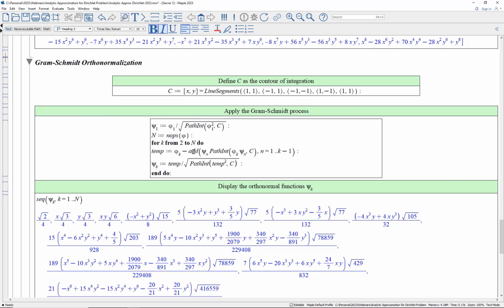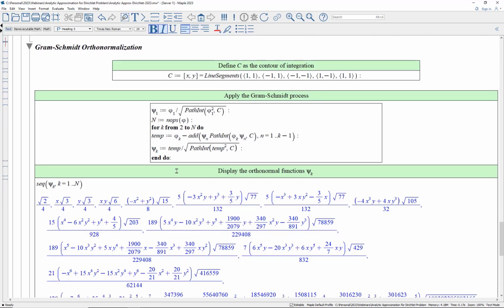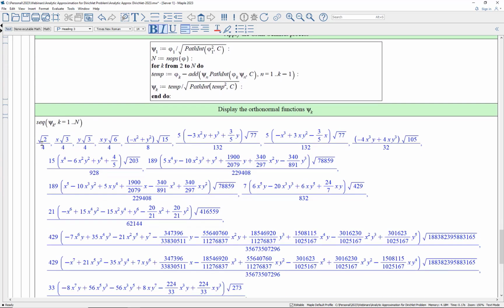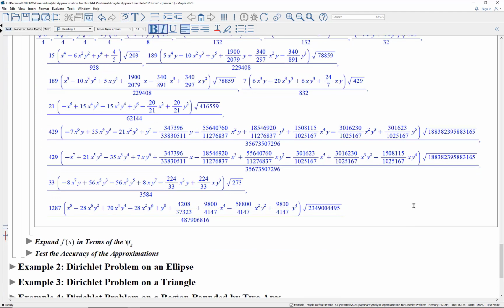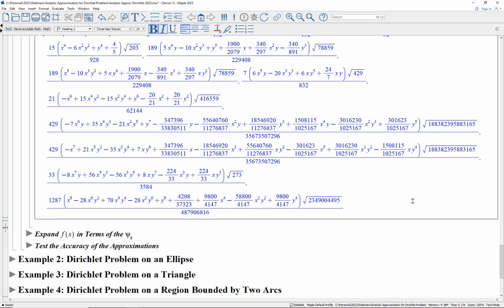So you subtract off those components along the previously computed psi's. And then I normalize that particular function. Again, using path int, you divide and you get psi k's. What do these things look like? Well, this is the constant term. This is the pair of first degree terms, and so forth. Now, just take a look at that. Imagine doing that with a pencil and paper. Just think about doing that with a pencil and paper.